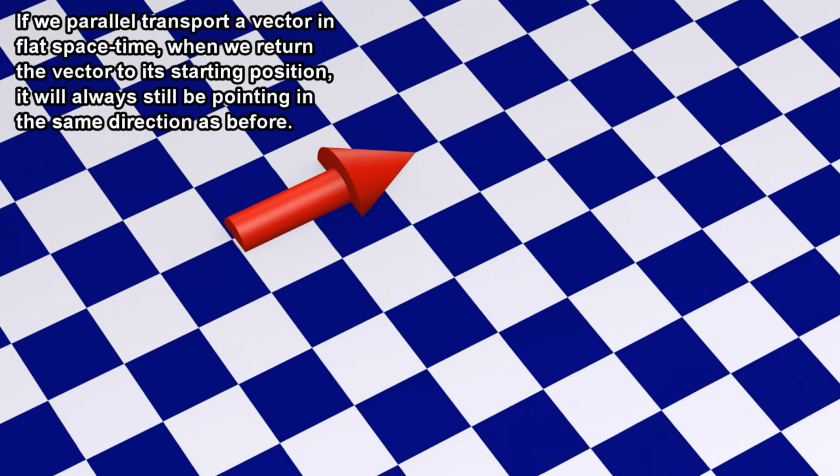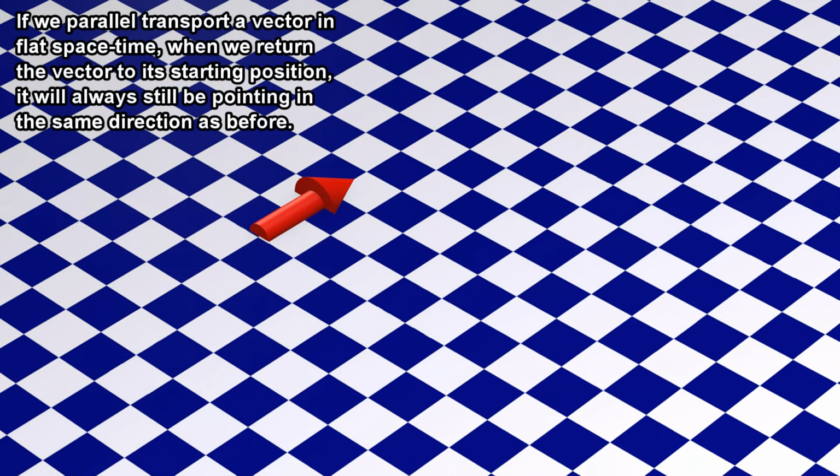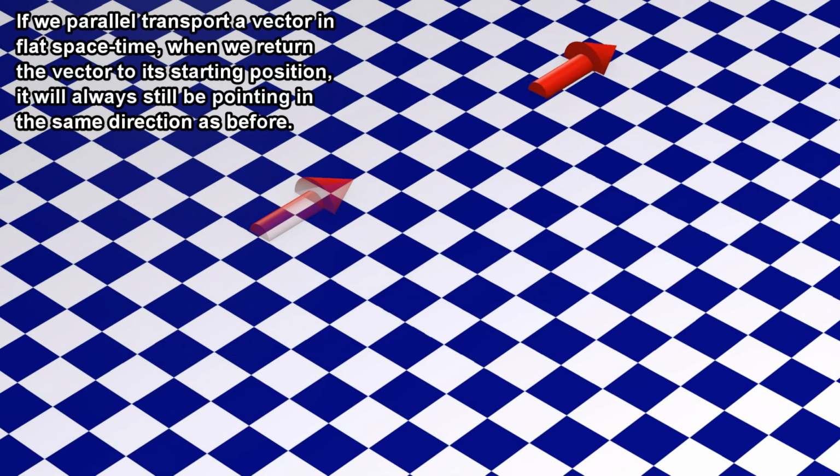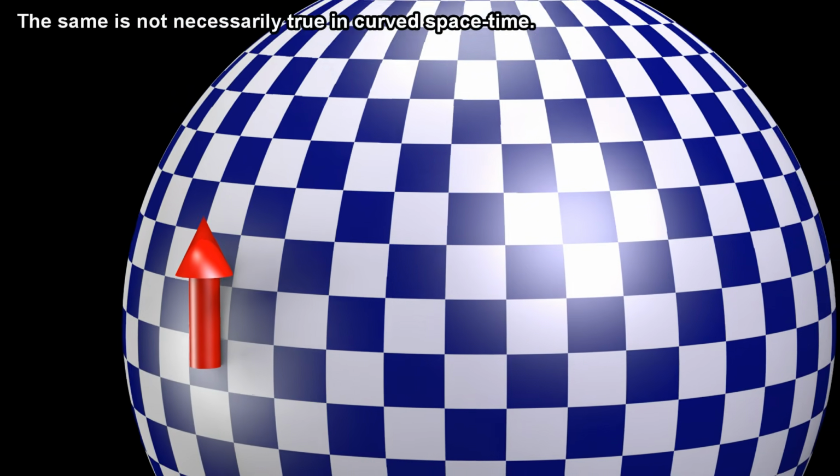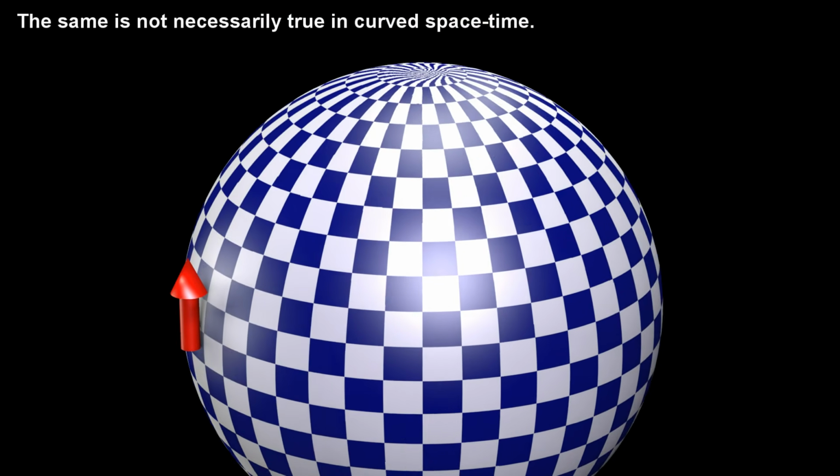If we parallel transport a vector in flat space-time, when we return the vector to its starting position, it will always still be pointing in the same direction as before. The same is not necessarily true in curved space-time.